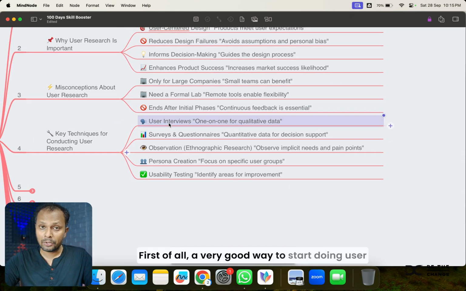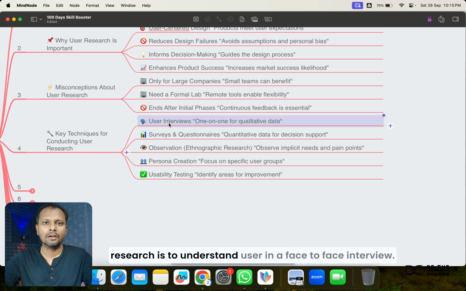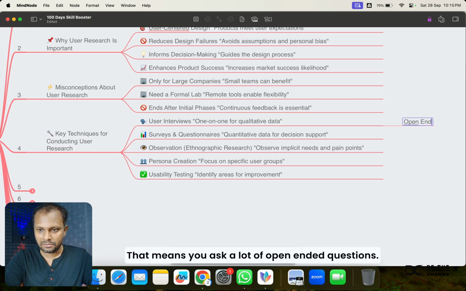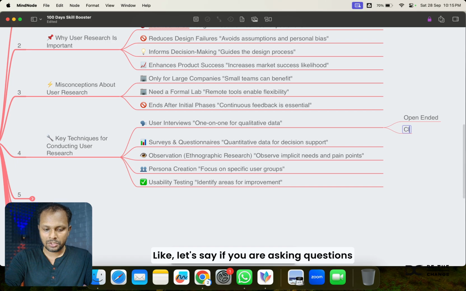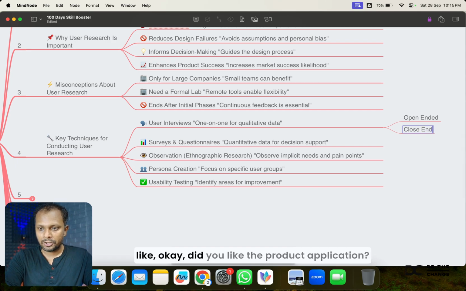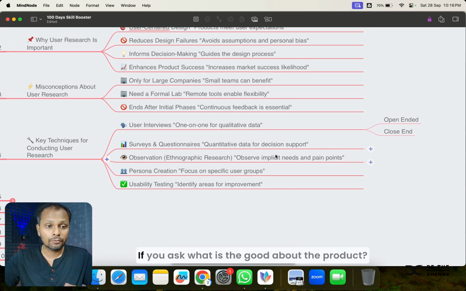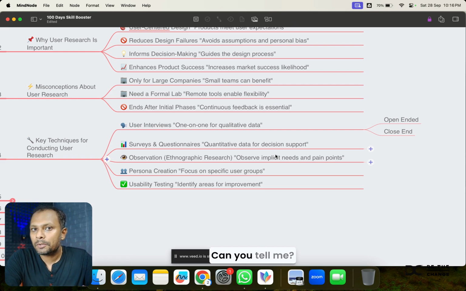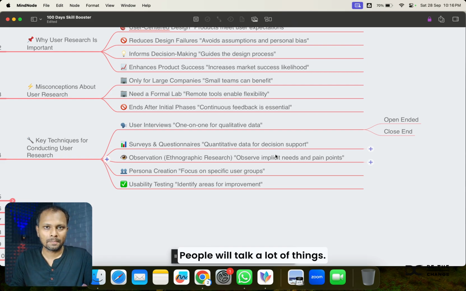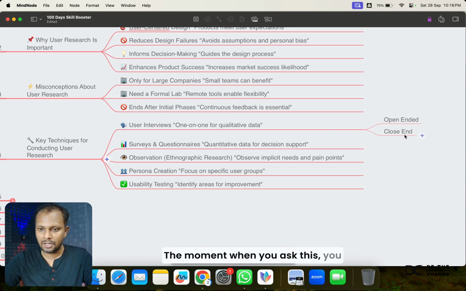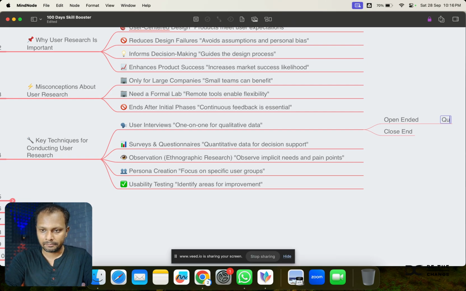First of all, a very good way to start doing user research is to understand the user in a face-to-face interview. You could have a live interview and get a lot of qualitative data. That means you ask a lot of open-ended questions. Let's say you ask, did you like the product application? People will say yes or no. If you ask, what is good about our product, can you tell me? People will talk about a lot of things. There is a difference between the closed-ended question and the open-ended question. The moment you ask this, you get a lot of qualitative answers.